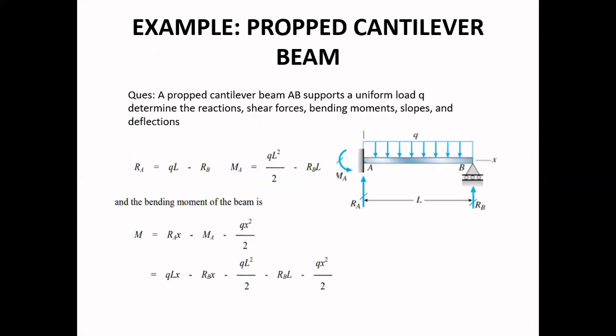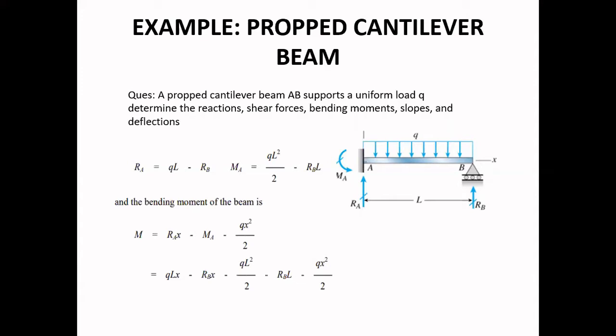First of all, this is a basic example of a propped cantilever beam. In this question, we are concerned with determining the reaction, shear force, bending moment, slope, and deflection for this propped cantilever beam. It has one end fixed at A and the other end a roller at B. The beam is carrying a UDL of intensity q throughout.